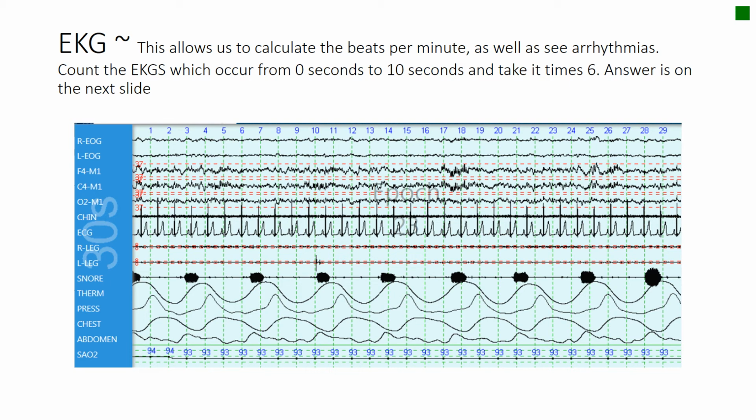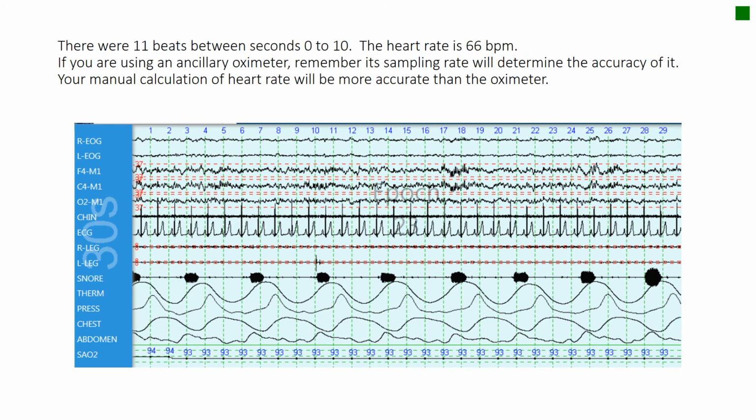So here is 0, and we're going to count over till second number 10. These blue numbers at the top tell you how many seconds it is. We're actually going to count backwards just because it's easier. So 1, 2, 3, 4, 5, 6, 7, 8, 9, 10, 11. Let's take that times 6, and then let's check your answer. So we counted 11 beats between seconds 0 and 10, therefore the heart rate is 66 beats per minute.